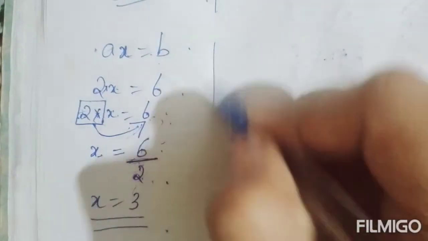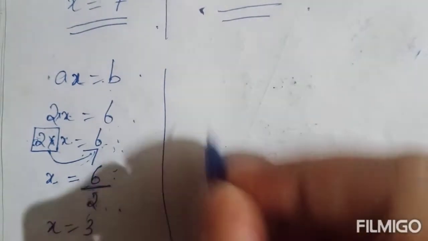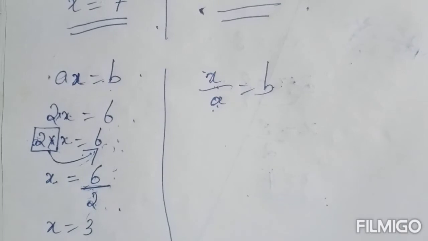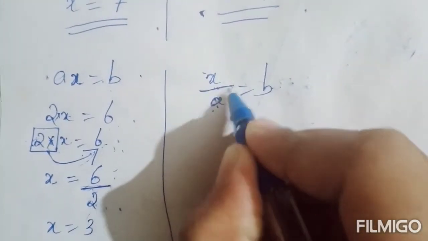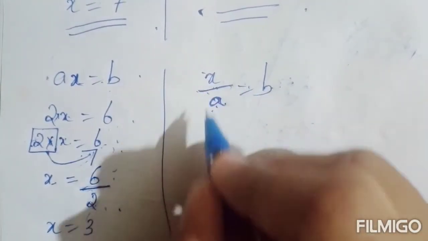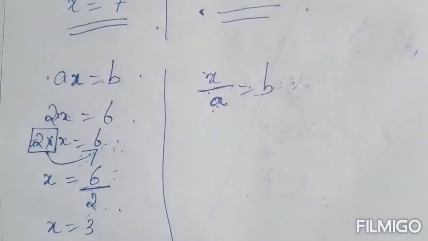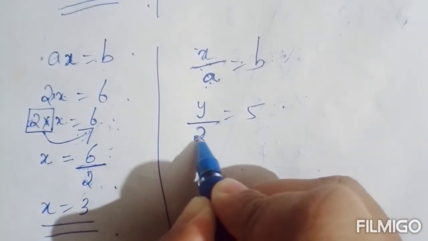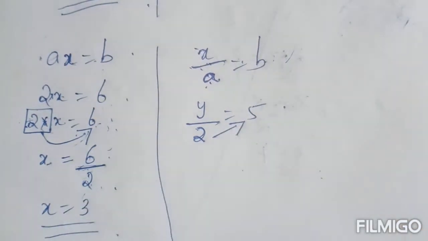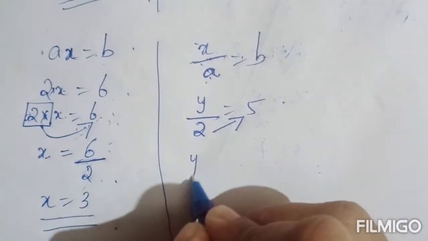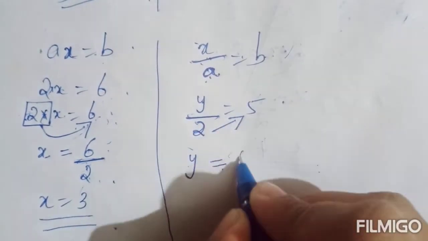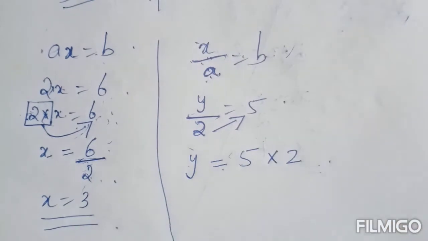Okay, next solving an equation of the form x by a equal to b, x divided by a. So division divided by a, division on taking to other side, it will be multiplication. Let us take example y by 2 equal to 5. Okay, so divided by 2 we are taking to the other side. So y will be alone on the left side. Y equal to 5, divided by 2 on taking to other side, it will be multiplication 2.